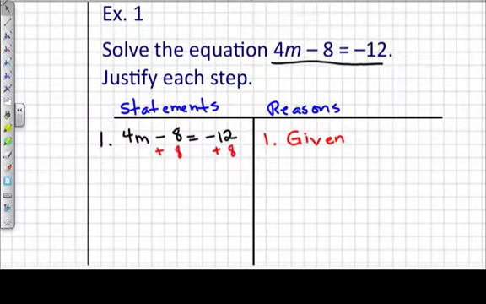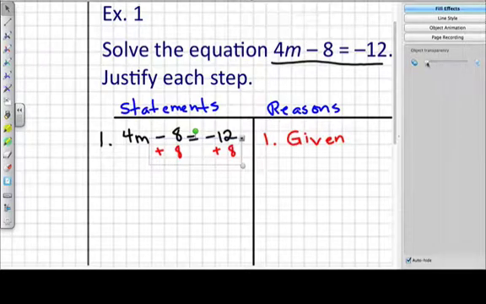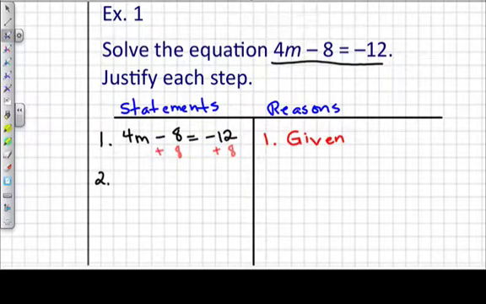But I don't even really want you to put it in your proof. I'm just putting it in here so you can see what's going on in the solving, right? But if I was doing a proof, my very next statement would be the result of what happened after I added 8 to both sides. So if I add the 8, I would get 4m is equal to negative 12 plus 8 is negative 4.